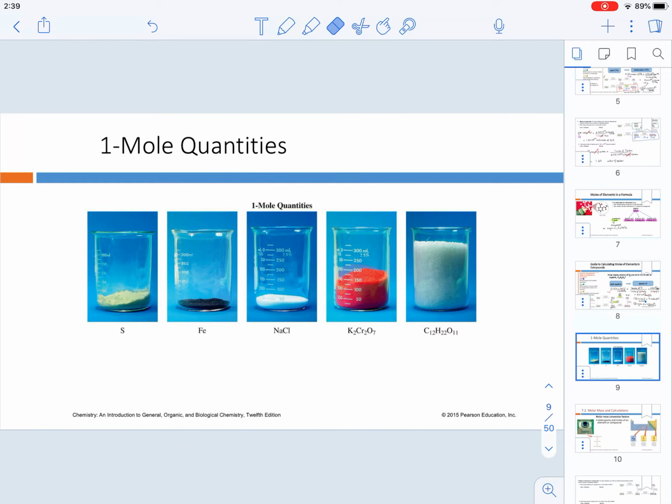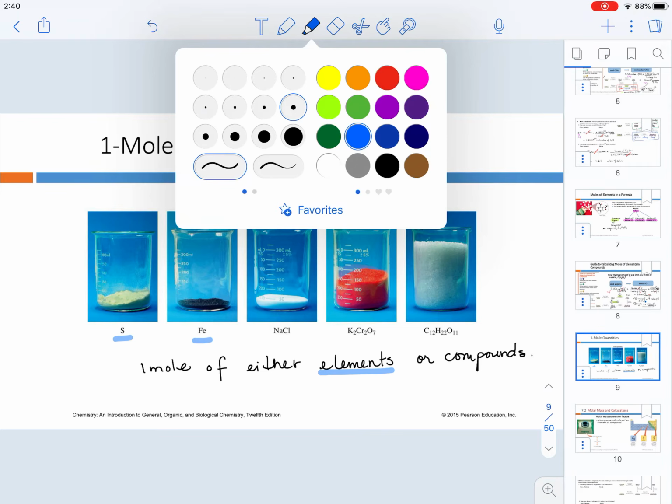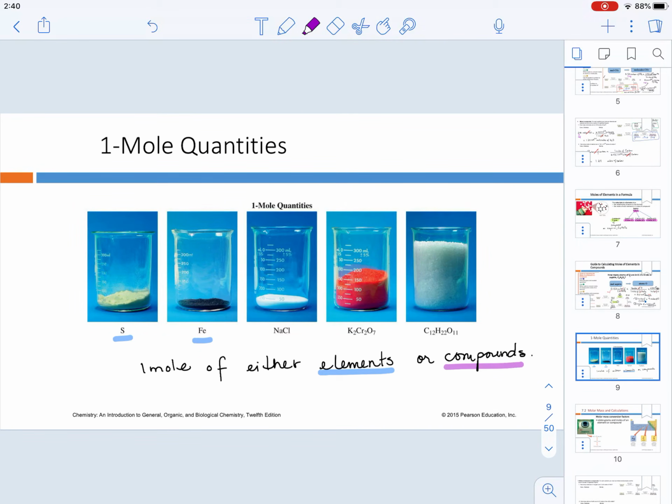In this image, we have 1 mole of either elements or compounds. So my elements, as you can see, I have sulfur and iron. My compounds, I have sodium chloride, potassium dichromate, and this is table sugar.